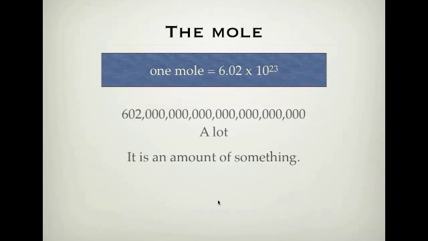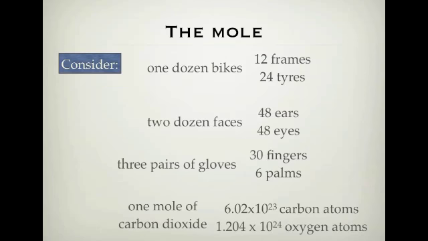To give you a bit more of a perception of this, let's have a look at the next slide. We have a dozen bikes means you have 12 frames and 24 tires. Okay, because a dozen means 12. In 2 dozen faces, you have 48 ears and 48 eyes. In 3 pairs of gloves, you've got 30 fingers and 6 palms. Alright? So these are looking at amounts of stuff, groups of amounts.